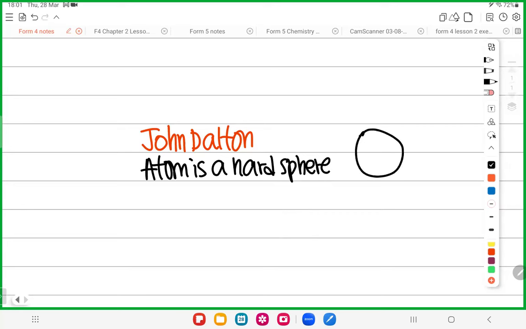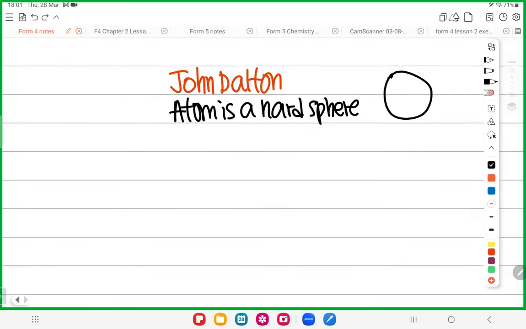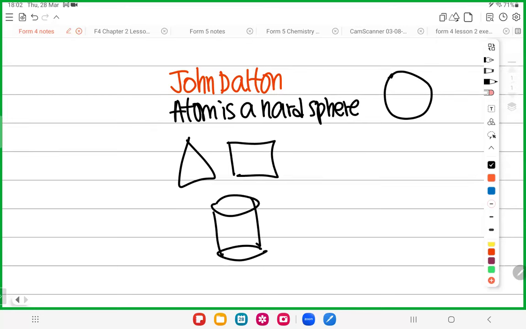Okay? Is it important? Yes. Because before John Dalton told us, no people knew how atom looks like. Maybe some people thought atom is a triangle. Maybe some people thought atom is a cube. Maybe some people thought atom is a cylinder. No people know that, right? So John Dalton tells us, oh, atom is in a ball shape and it is very, very hard. So that's what John Dalton tells us.